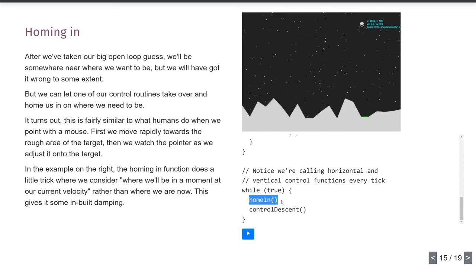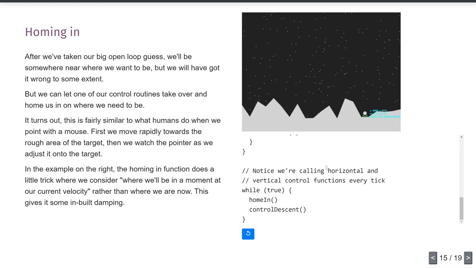In 10 seconds time, would I have sailed past the target? In which case, slow down. If in 10 seconds time, would I not have reached the target? So speed up. And am I going too fast vertically? If so, slow down. If I'm not going too fast vertically, turn the thruster off. And so that is how it then controls both directions at the same time and settles in on the target.